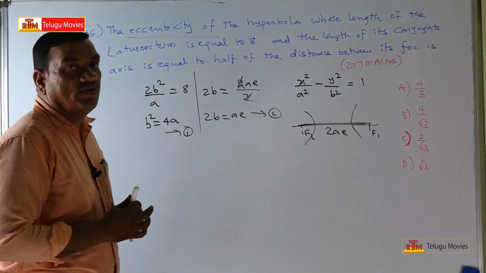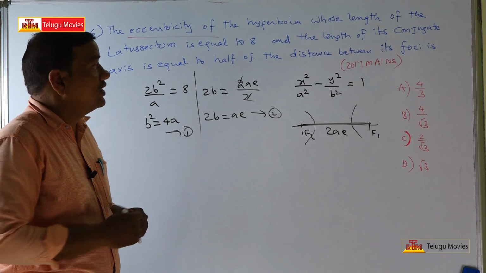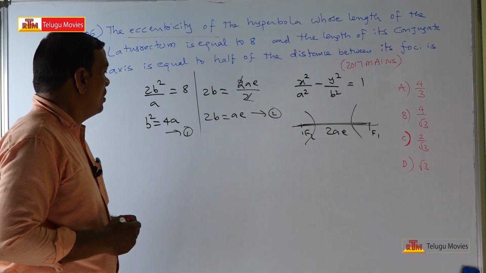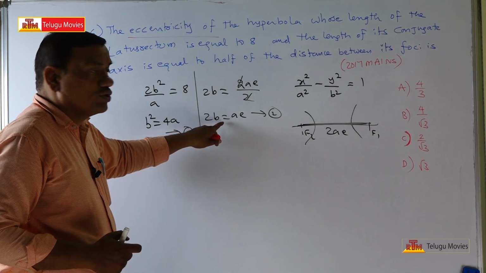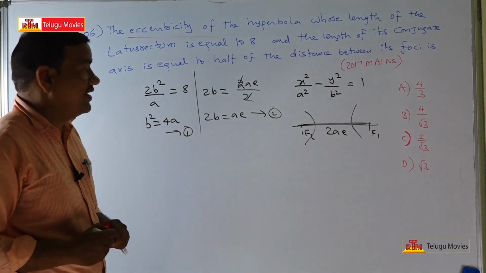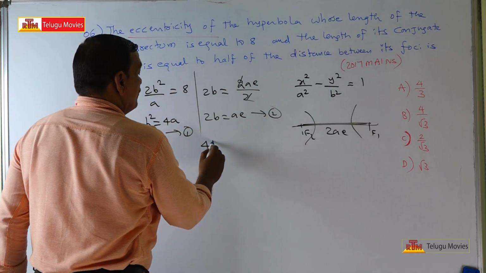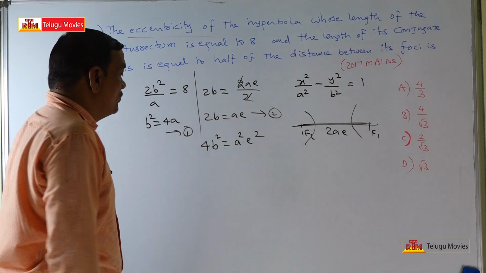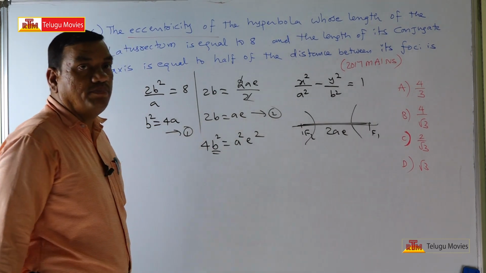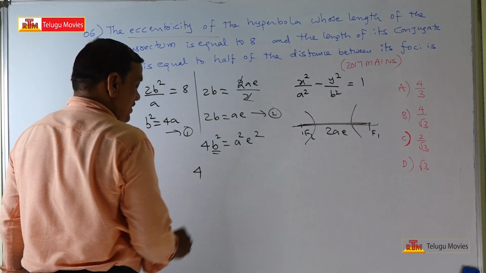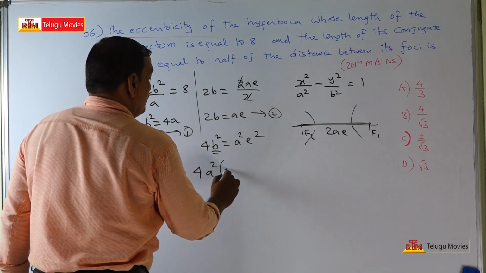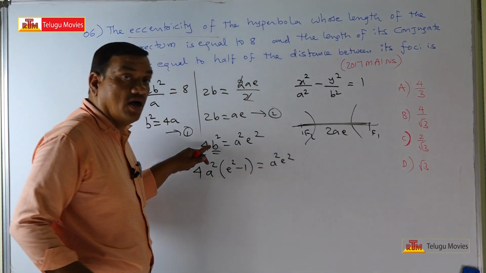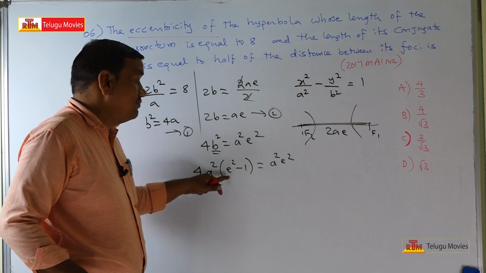From these two things, we will find out the eccentricity. So first thing what we will do is, let us square the second equation. That will be very easy. The second equation, if you square, 4b square is equal to a square e square. So if you observe, for a hyperbola, b square is equal to a square into (e square minus 1). For a hyperbola, b square is equal to a square times (e square minus 1).